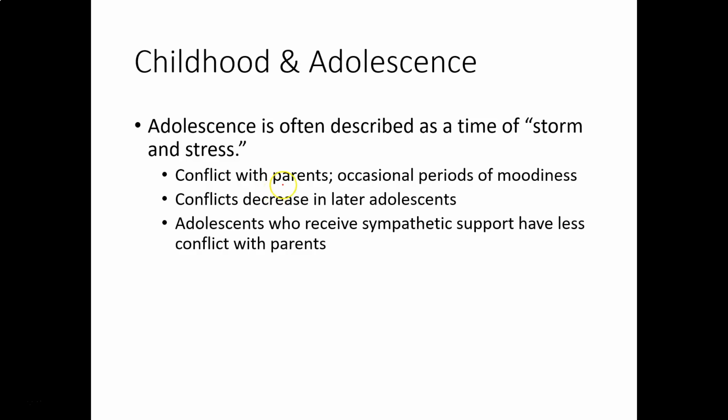The period of adolescence is often described as storm and stress. It is a very stormy period and incredibly stressful for both parents and children. So it's expected that as adolescents go through this turbulent physiological period where their hormones are going all sorts of haywire, they might be a little moody and unpleasant, and they might have increased conflict with their parents. But as adolescents age, this conflict with their parents decreases, probably because their hormones are stabilizing.